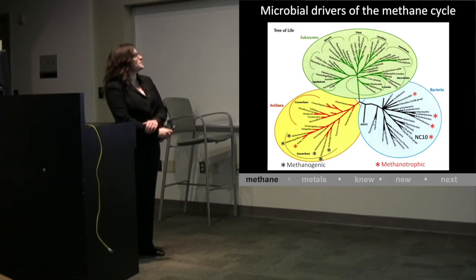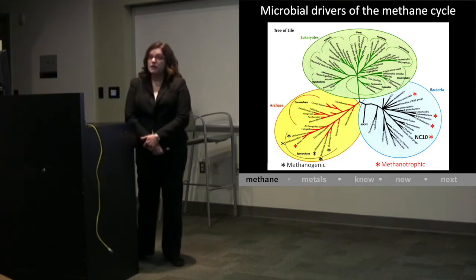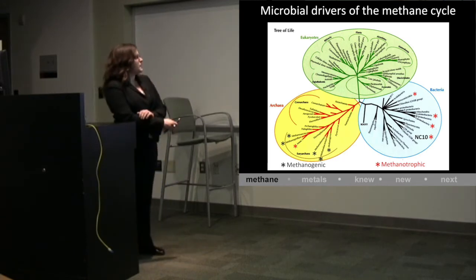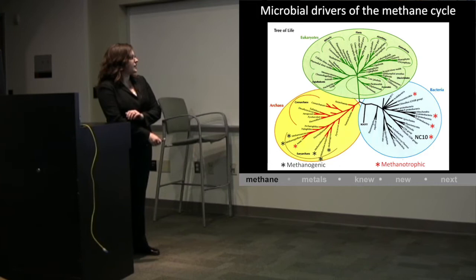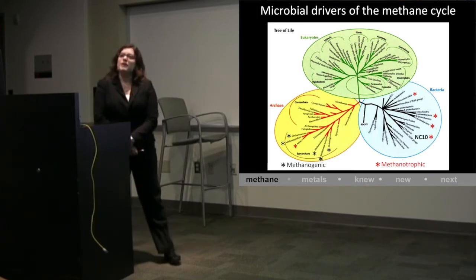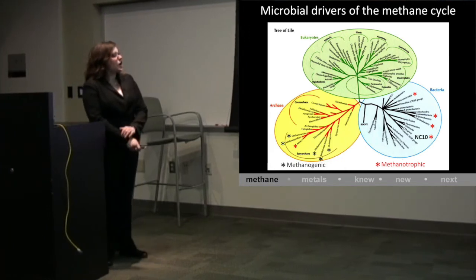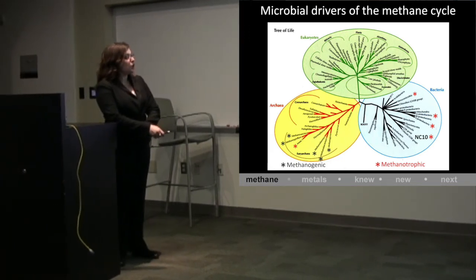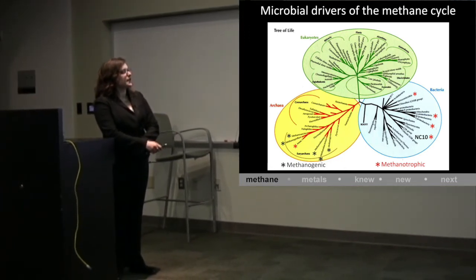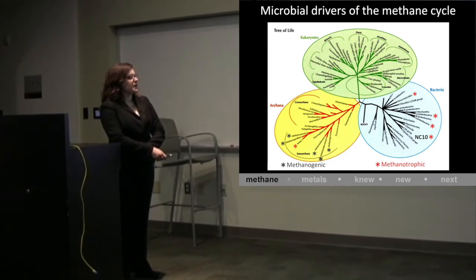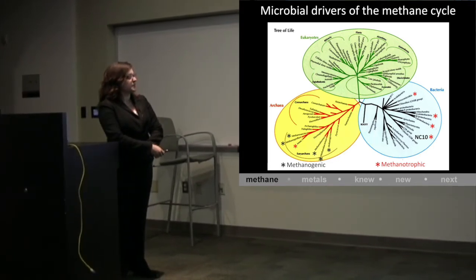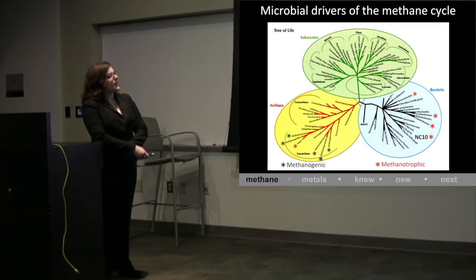So here you can see the 3 domains of life, and the microbes that are making methane are in the archaea. They are in the Euryarchaeota. And the microbes that are consuming methane, methanotrophs, are more phylogenetically diverse. They occur both in the bacterial domain and in the archaea domain that I'll be talking about today.